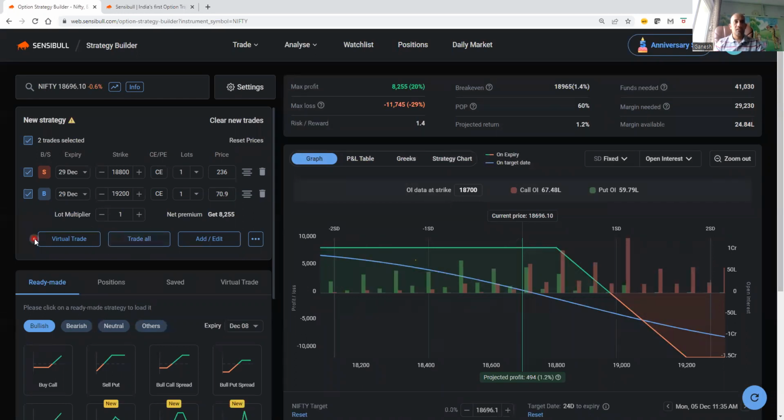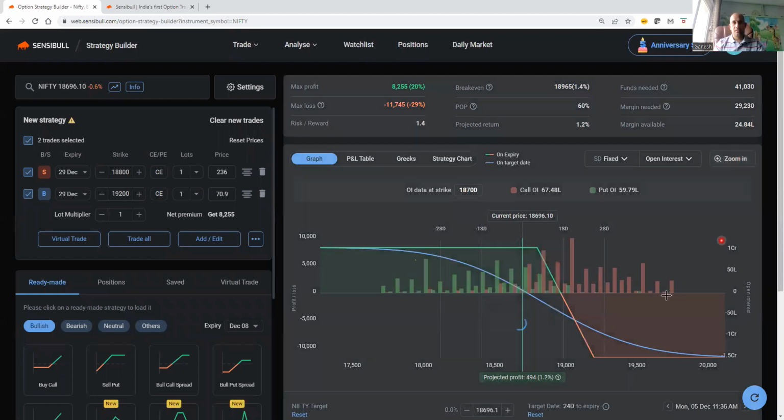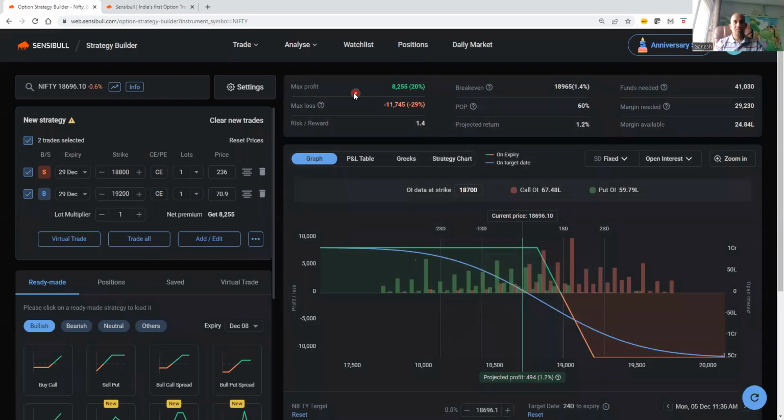So here, with monthly options, I sold the 18,800 call and bought the 19,200 call. This is a bear call spread. If I take this bear call spread, this is the max profit and this is the probability.